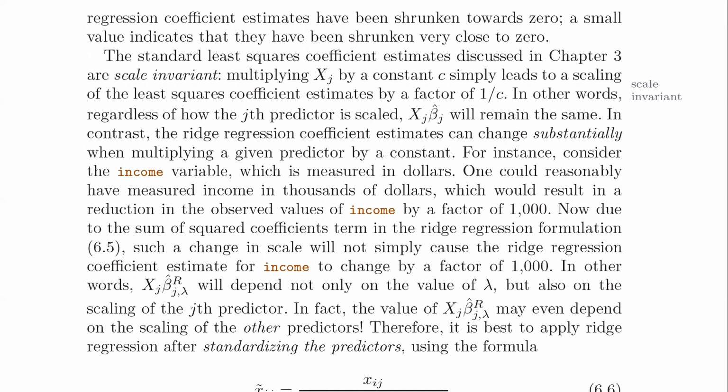The standard least squares coefficient estimates discussed in chapter 3 are scale invariant. Now, invariant means something that doesn't change. Multiplying xj by a constant c simply leads to a scaling of the least squares coefficient estimates by a factor of 1 over c. In other words, regardless of how the jth predictor is scaled, xj times beta hat j will remain the same.